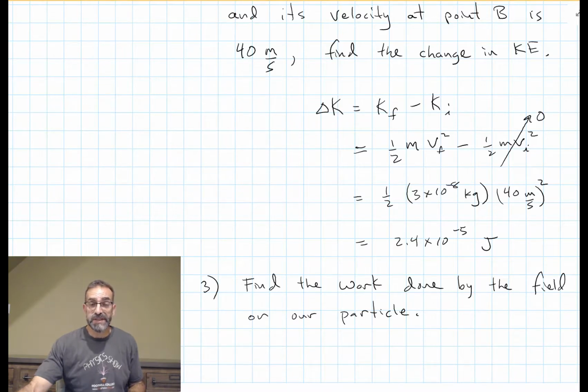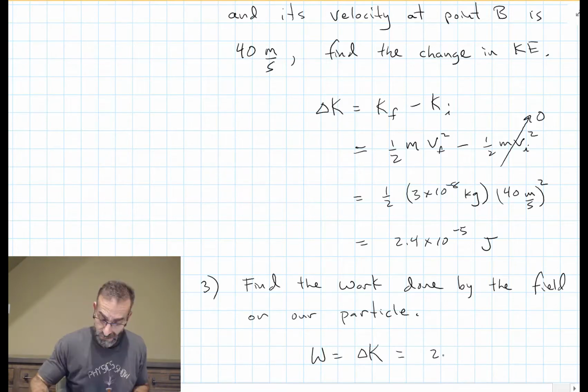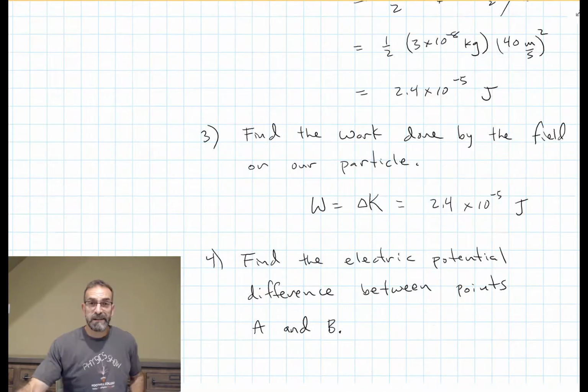Work is equal to the change in kinetic energy. We just found the change in kinetic energy, so that's how much work was done on our particle. Now we want to know the electric potential difference between points A and B. See if you can figure that out from what we've done so far.